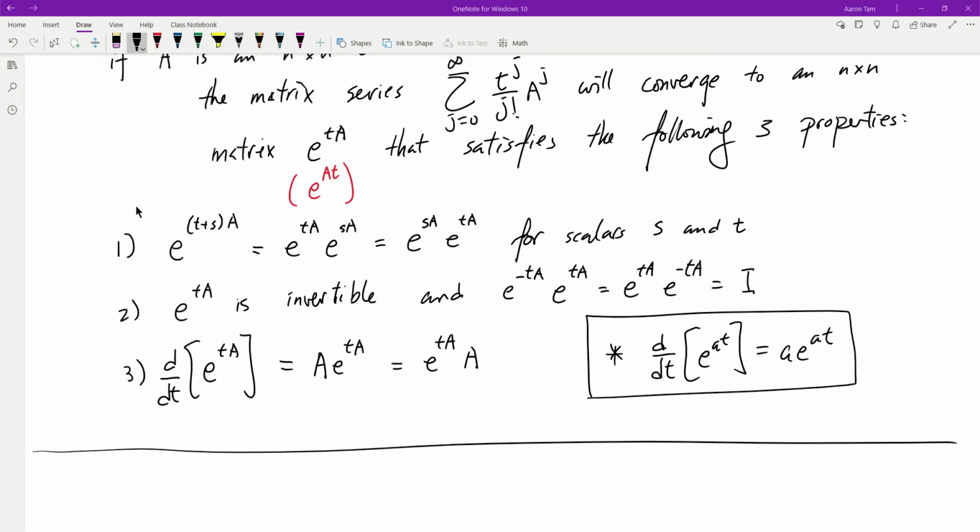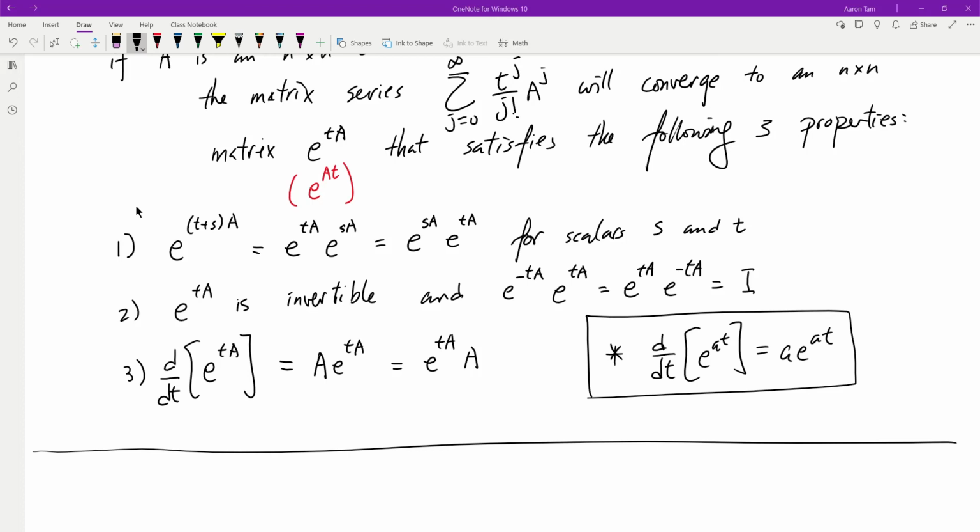It doesn't have a lot of other properties that we can state, but these are the three properties that are more relevant to what we're going to be doing. That's the reason why we state them. And the first one is that when you multiply two matrix exponentials together with the same matrix A, you can simply combine them together by adding the exponents.